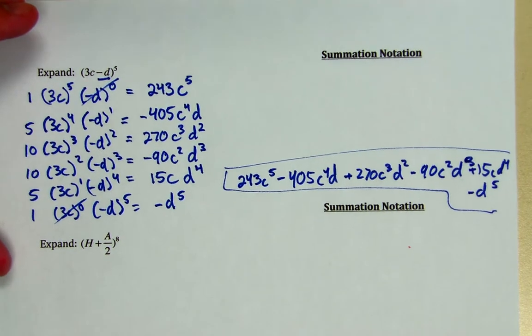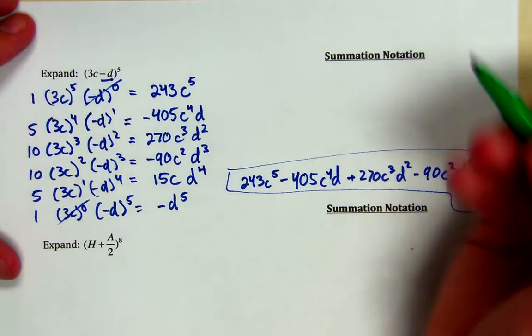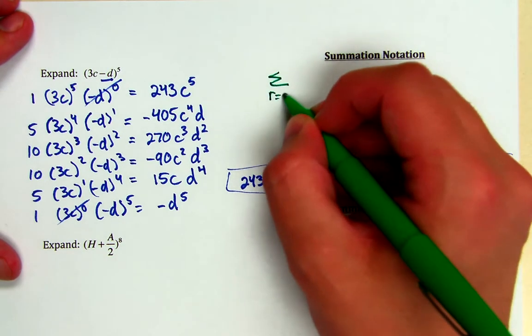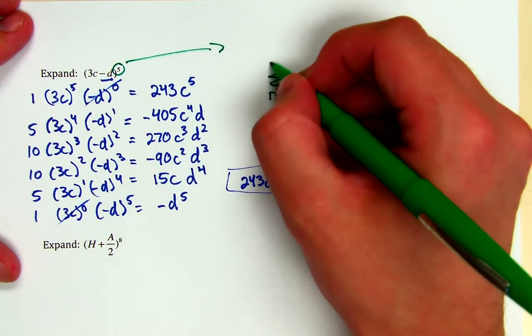Now, summation. You might want to just start with summation and then get all the terms. That would be fine. So I know I have a sum. r is going to start at 0. My power is 5, so n is 5.